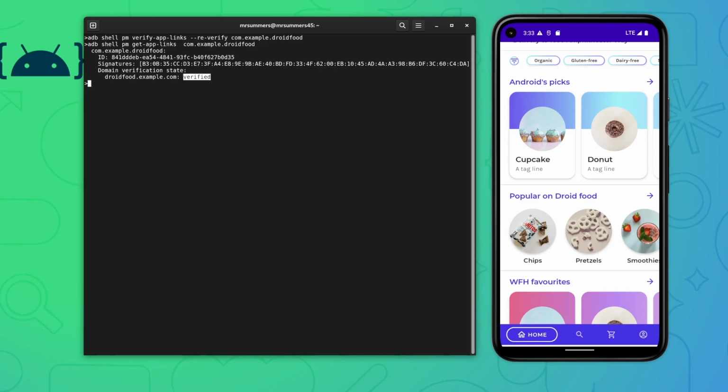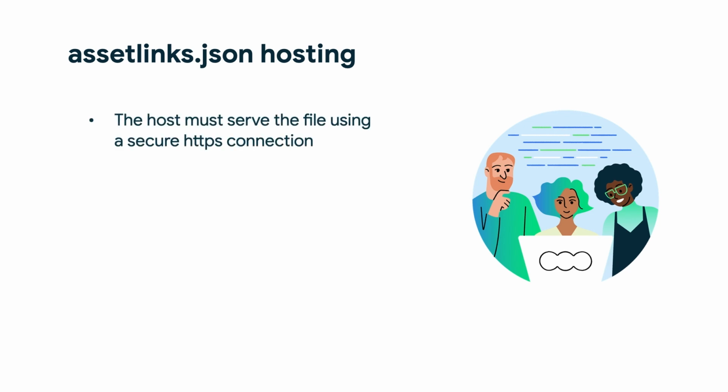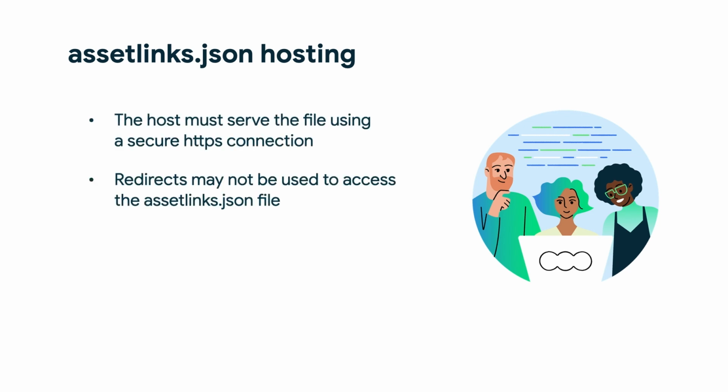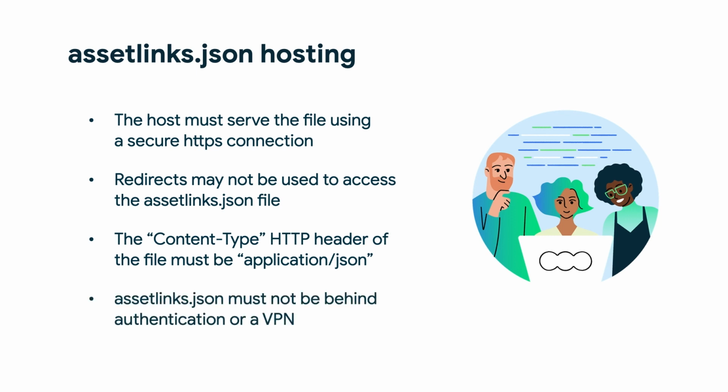In this case, our assetlinks.json file was using the wrong key, but there may have been other problems, and I will show you how to check for those. Hosting for assetlinks.json must meet several criteria. The host must serve the file using a secure HTTPS connection. Redirects may not be used to access the assetlinks.json file. The content type HTTP header of the file must be application/json. And finally, assetlinks.json must be served publicly and cannot be behind authentication or a VPN.